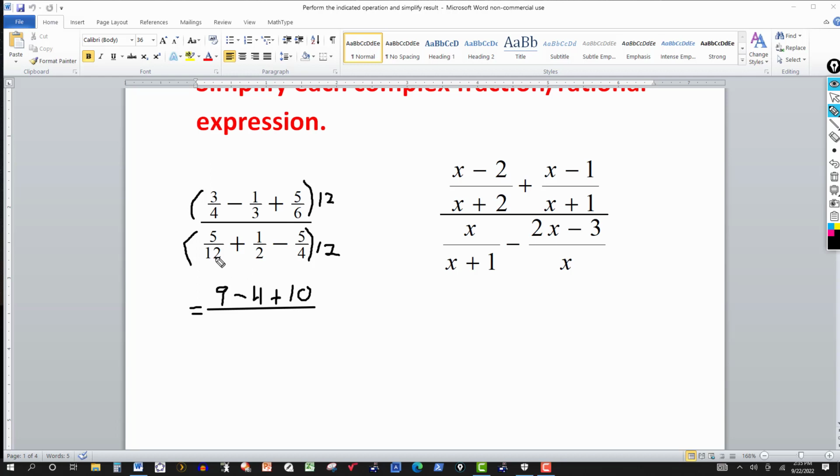The denominator now, 12 multiplies 5 over 12, the 12s cancel out, that leaves me with a 5. And bring down the sign. 2 into 12 is 6, 6 times 1 is 6. Minus here, 4 into 12 is 3, 3 times 5 is 15.